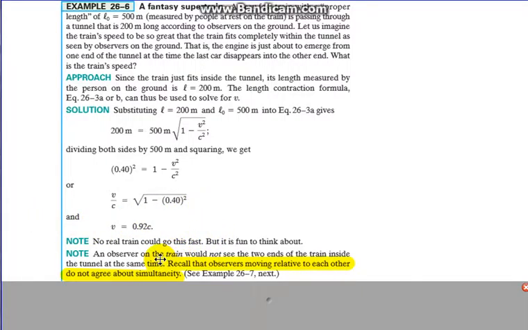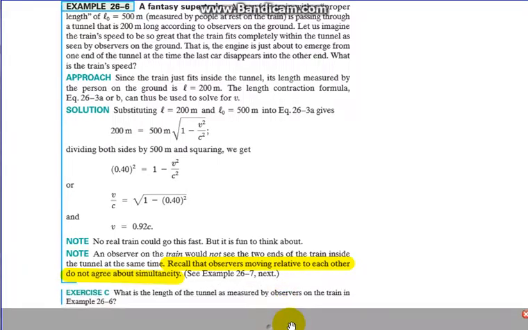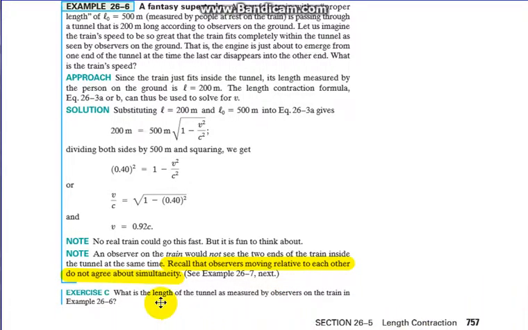But the people on the train would say, no, our train is still extended out. So again, they would not see that in fact happen. And that kind of leads to exercise C here. What is the length of the tunnel as measured by the observers on the train itself? So what would the people inside the train see?